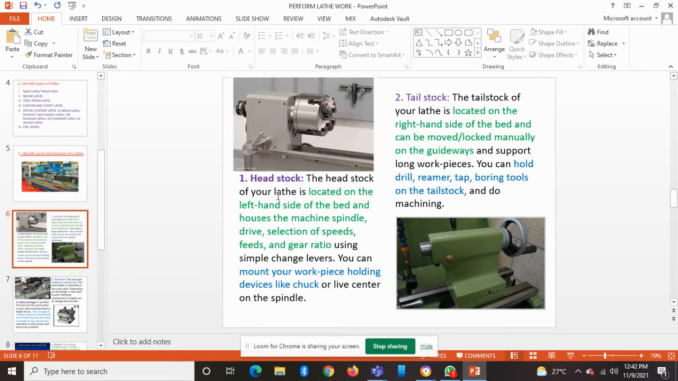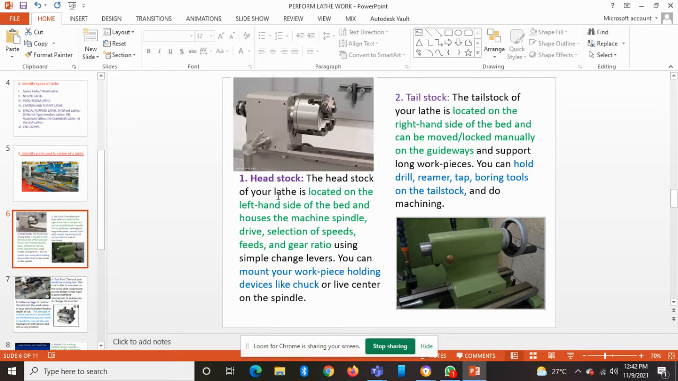The first illustration shows a headstock. The headstock of the lathe is located on the left-hand side of the bed and houses the machine spindle, drive, selection of the speed, feeds, and gear ratio. You can mount your workpiece holding device like a chuck or live center on the spindle.